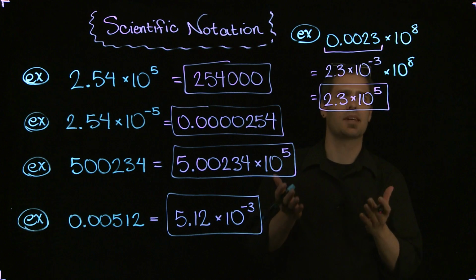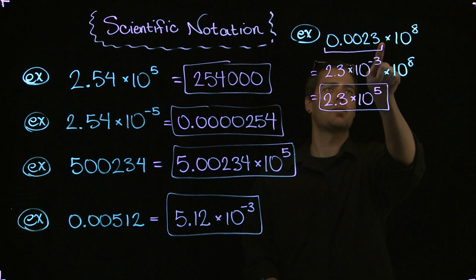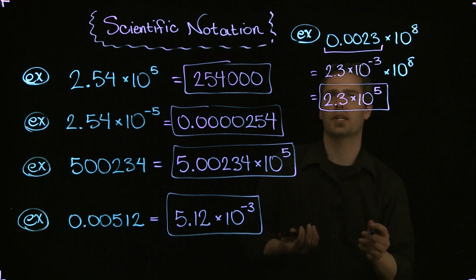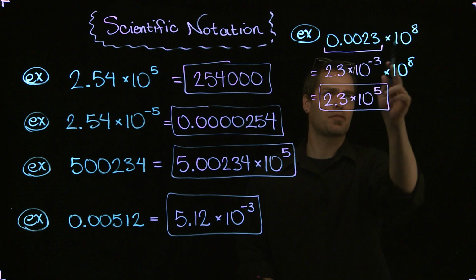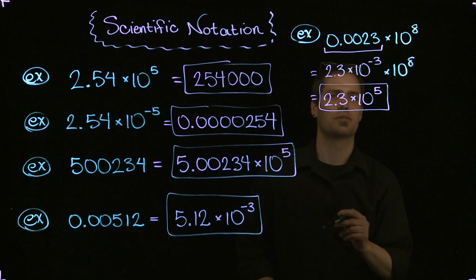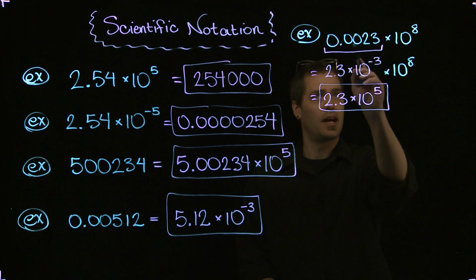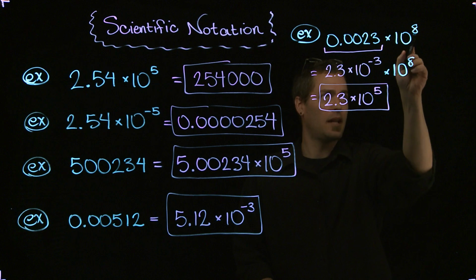Now, are they really the same thing? Is 0.0023 times 10 to the 8th the same thing as 2.3 times 10 to the 5th? Well, here's a quick check. If I turn this first thing that looks like scientific notation into just a decimal number without any power of 10, then I would be moving that decimal to the right 8 places.